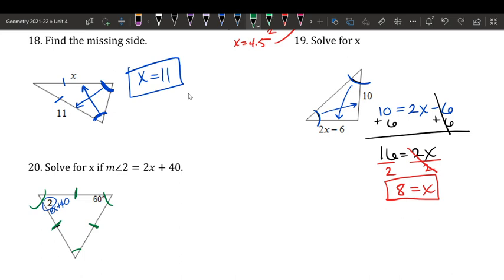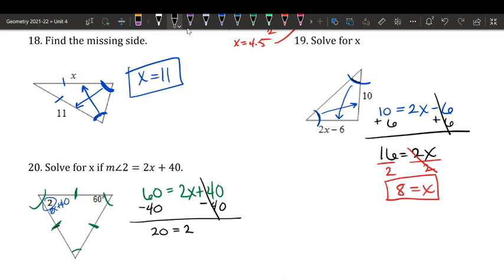And if this one is 2x plus 40 and it's 60, then I can say that 60 equals 2x plus 40. Because that angle is both 2x plus 40 and it's 60. And then I can solve for x by subtracting 40. 20 equals 2x. And then I can divide by 2 to find out that 10 equals x.